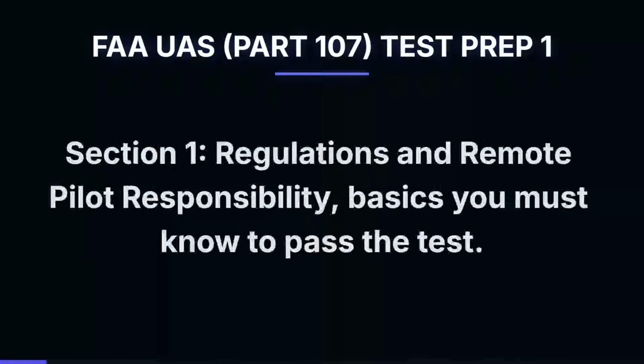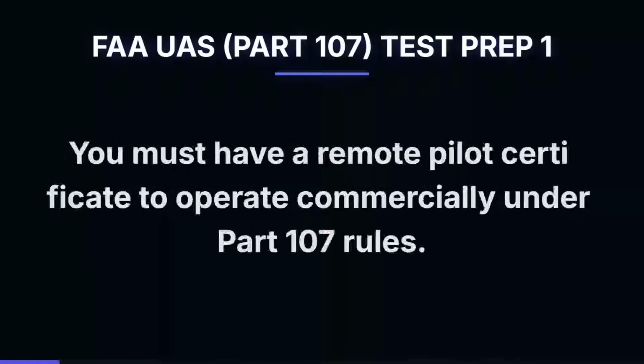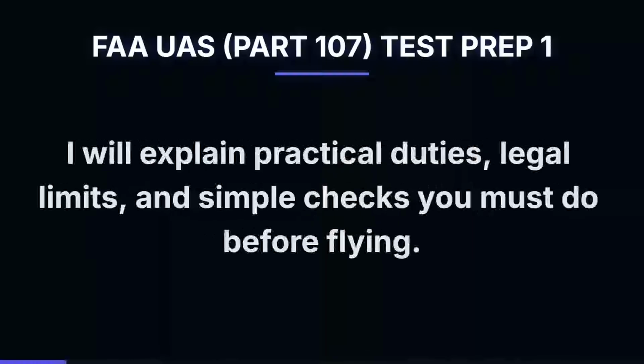Section 1. Regulations and Remote Pilot Responsibility. Basics you must know to pass the test. Part 107 is the rule set that governs small unmanned aircraft in the United States. You must have a remote pilot certificate to operate commercially under Part 107 rules. I will explain practical duties, legal limits, and simple checks you must do before flying.